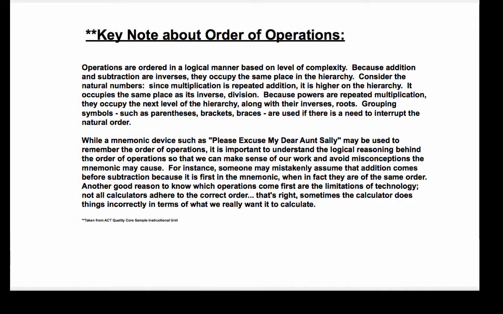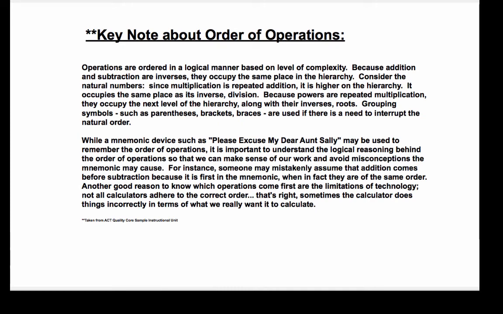I found a really good paragraph or two about the order of operations that discuss how they're built. So I'm just going to read through this and you can read through it with me. Operations are ordered in a logical manner based on a level of complexity. Because addition and subtraction are inverses of one another, meaning they undo each other, they occupy the same place in the hierarchy. Consider the natural numbers. Since multiplication is repeated addition, it is higher in the hierarchy. It occupies the same place as its inverse, division. Because powers are repeated multiplication, they occupy the next level of the hierarchy, along with their inverses, roots. Grouping symbols, such as parentheses, brackets, and braces, are used if there is a need to interrupt the natural order.